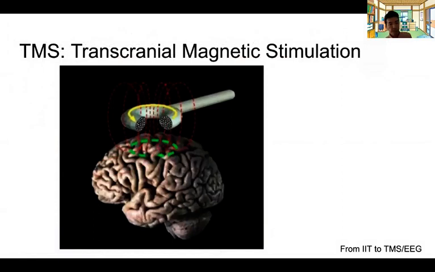This is a rough schematic of the principle of transcranial magnetic stimulation, very quickly. Basically, an electrical current is passed through this circular coil, which generates a magnetic field indicated by these red rings, and that further induces electrical activity in the brain, indicated by this green arrow. So that's how the magnetic pulse can be used to activate the brain.